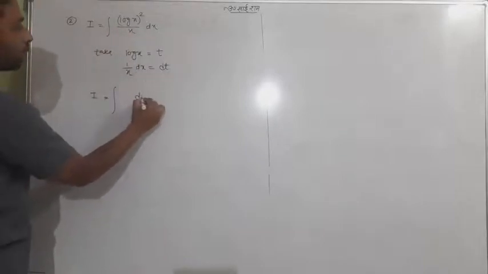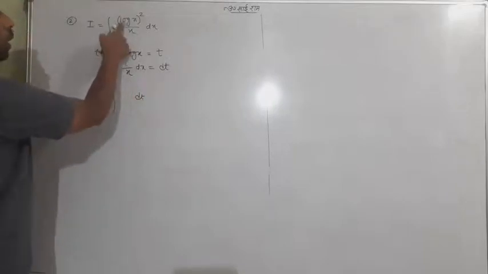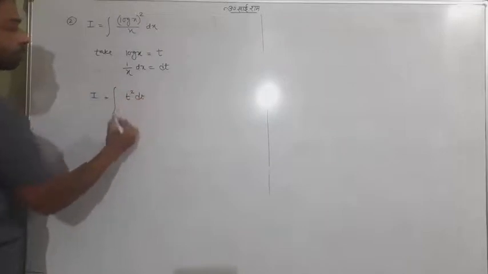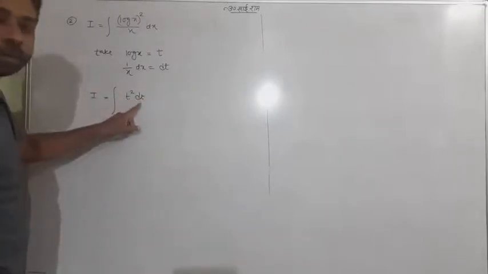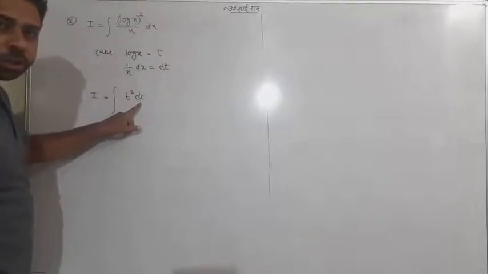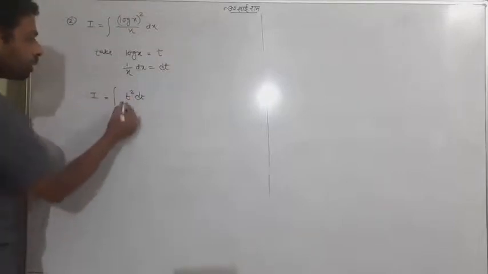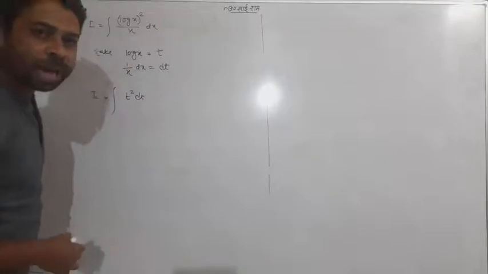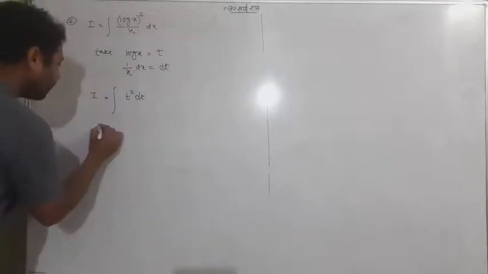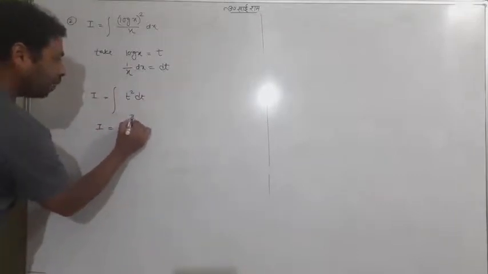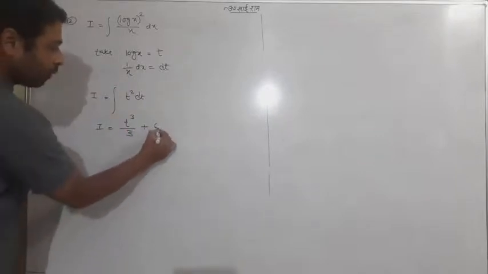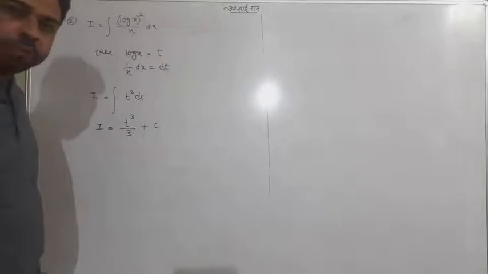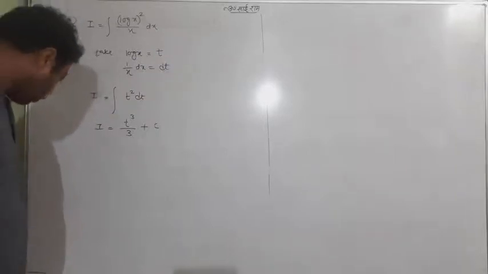So I'll write dt here, and instead of log x, which is equal to t, I'll write t square here. Now you will see that the question has turned into t, and with respect to t it is the integration of t square. So t square is just like x to the power n. What is the integration of this kind of function? We add 1 to the power and divide by the same, plus definitely the integrating constant we used to write. Okay, so this is the question.